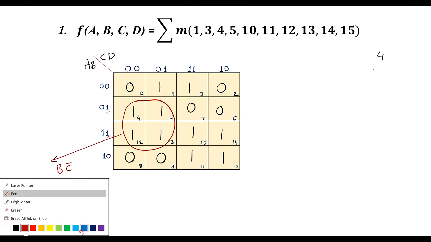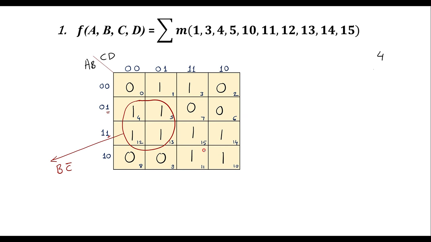Now here we can observe that these 4 ones we can make one quad. The value of this is with respect to these two columns. Here common is 1. That 1 is with respect to C. And it covers these two rows. Here common is 1, and it is with respect to A. That is AC.